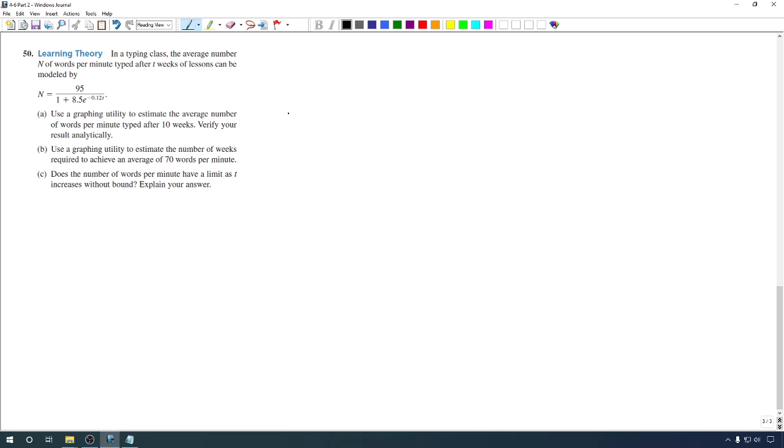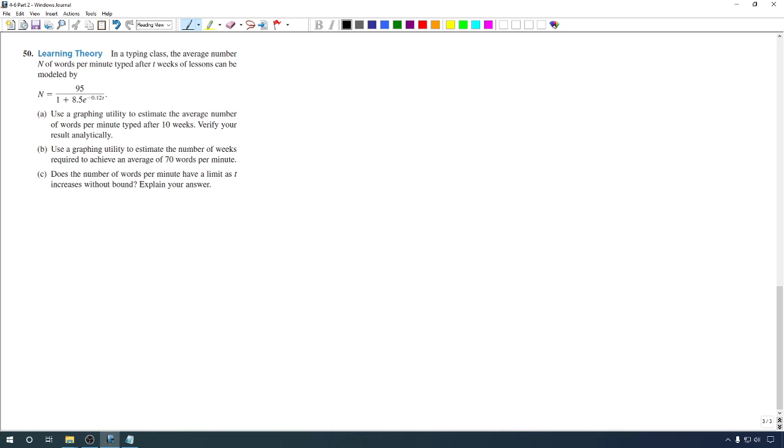Let's start by... Actually, wait a second here. I pulled this particular picture of the problem from a different version of the text. Apparently, the wording here is a little bit different on the parts. The numbers here are actually the same thing, and they do want us to find the same kind of things overall. I just have to modify what I have here a little bit. Okay, so the first thing they want us to do is to graph it and estimate the average number of words per minute typed after 10 weeks.